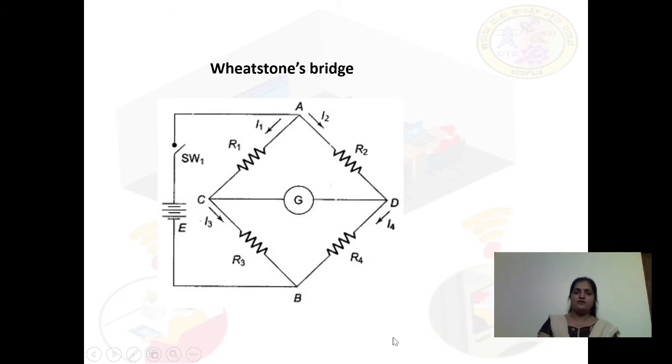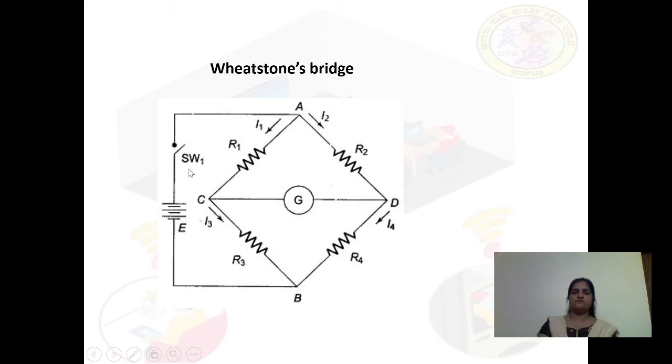So we form 4 junctions: A, B, C, D. Out of these 4 junctions, 2 opposite junctions are provided with the source of excitation, that is, A and B are connected with the source. This E is the source connected to junctions A and B. A and B are the 2 opposite junctions. And for the remaining 2 opposite junctions, C and D, we have connected the galvanometer.